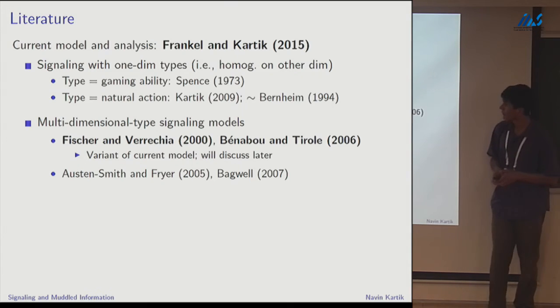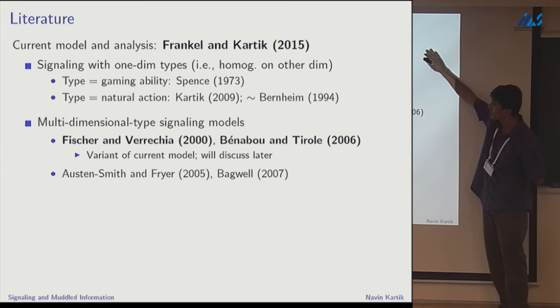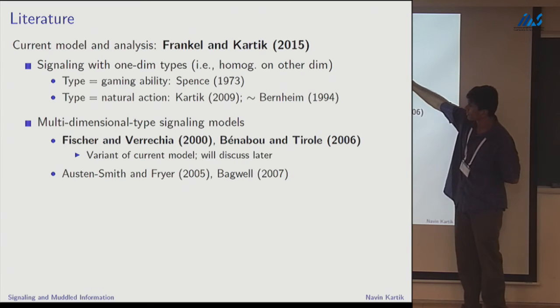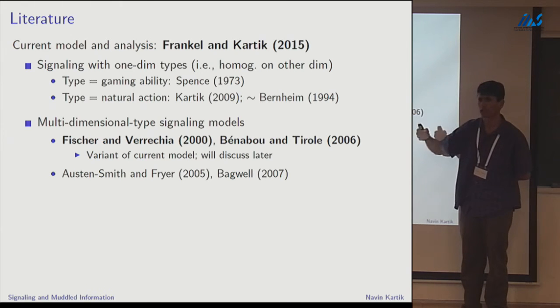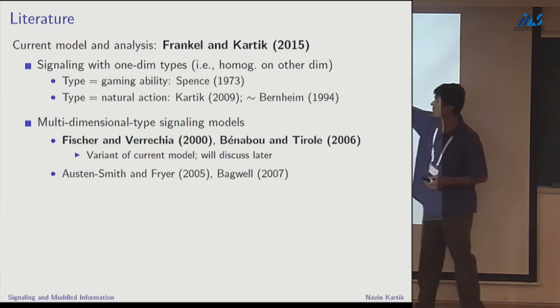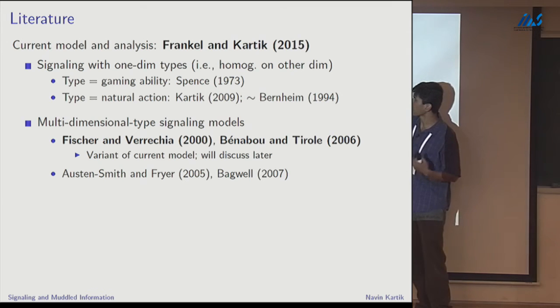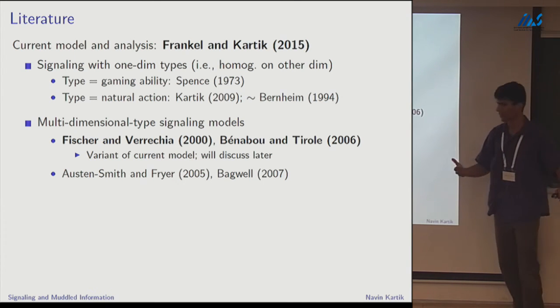Some words about literature. What I'm talking about is based upon some of my recent work with Alex Frankel. If you want to connect this model with other things you may have seen, signaling with one-dimensional types can be viewed as a special case of this model, where you've just fixed the type distribution of one dimension to be degenerate. If you fix, for example, everyone to have a zero natural action, which is just normalization, so everyone has the same natural action and you only have heterogeneity on gaming ability, that's the Spence model. In Spence, you're trying to convince the market that you have a lower marginal cost of signaling. So that's gaming ability.